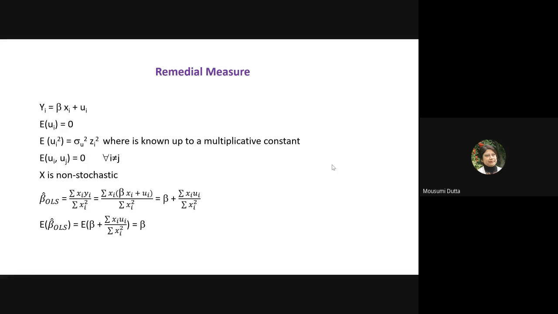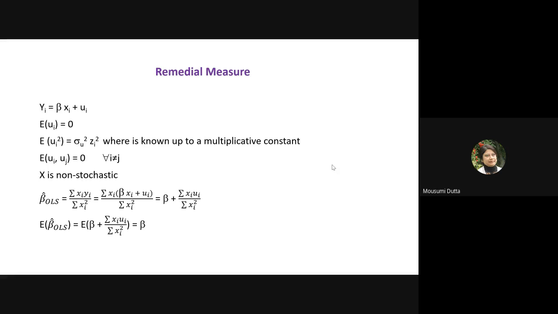So we are considering the model in the deviation form: yi is equal to beta xi plus ui. As I mentioned, the entire discussion focuses on beta, therefore we are not considering the intercept. However, if you consider the intercept, this analysis can be applied perfectly. So yi is equal to beta xi plus ui, expectation of ui is equal to 0.